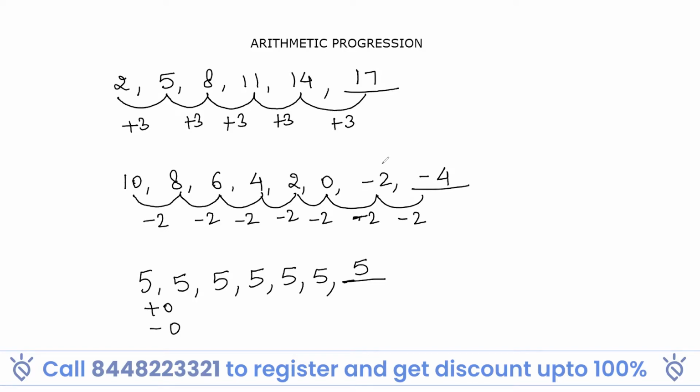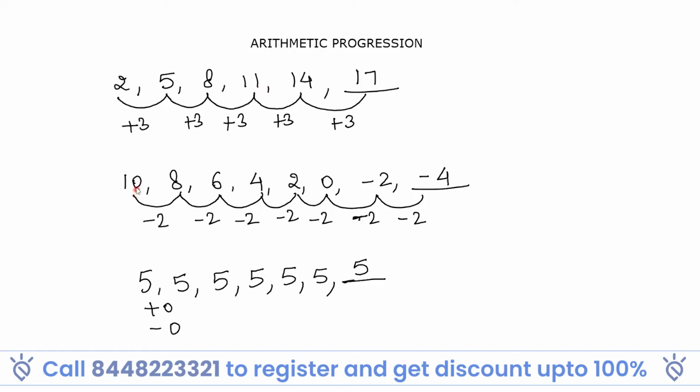Now, arithmetic progression means it's a series of numbers where we can start with any number. Like in the first one, we are starting with randomly any number. So we are starting with 2 here. And every other term will be obtained by adding a fixed number to the preceding term. That means the next term, that's 5 in this case, will be obtained by adding a fixed number to the previous one. So if I add 3 to 2, I'm going to get 5. If I add 3 to 5, I'm going to get the next one, that's 8. If I add 3 to 8, I'm going to get the next one, that's 11, and so on.